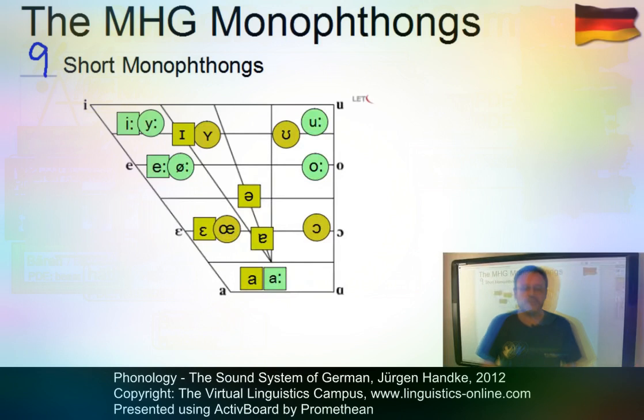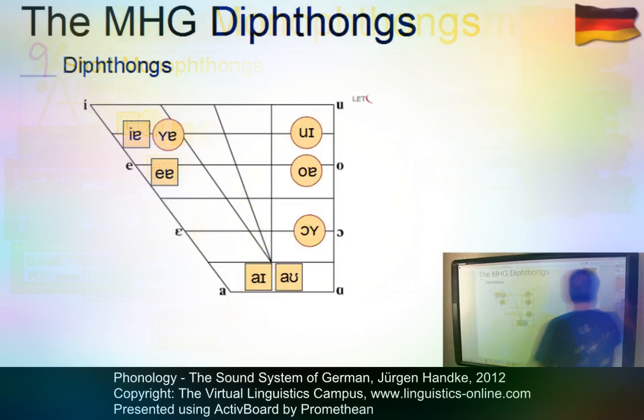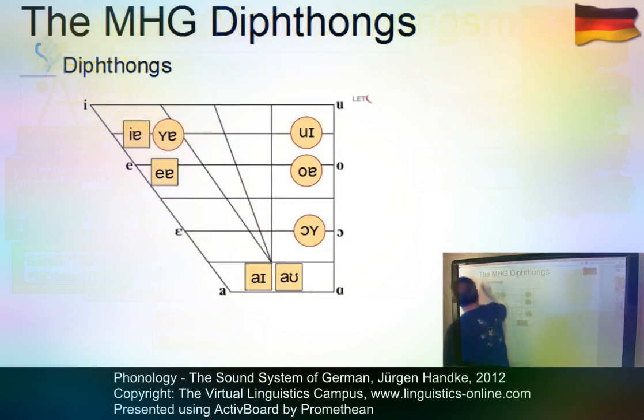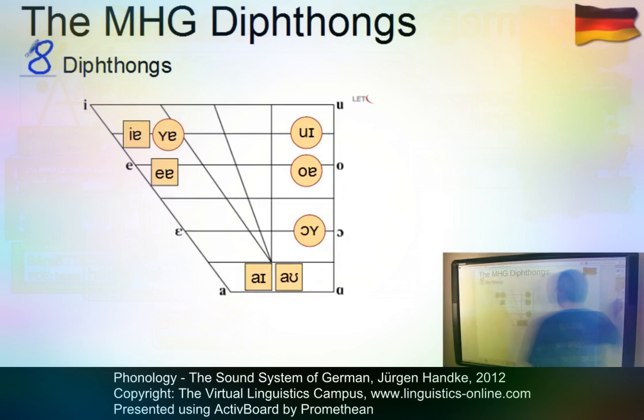Let us now deal with the German diphthongs. German has 8 diphthongs that can be grouped into upgliding diphthongs and downgliding diphthongs. And as we will see, there's one diphthong that is slightly exceptional. Well, here they are. Let us start with the downgliding ones.